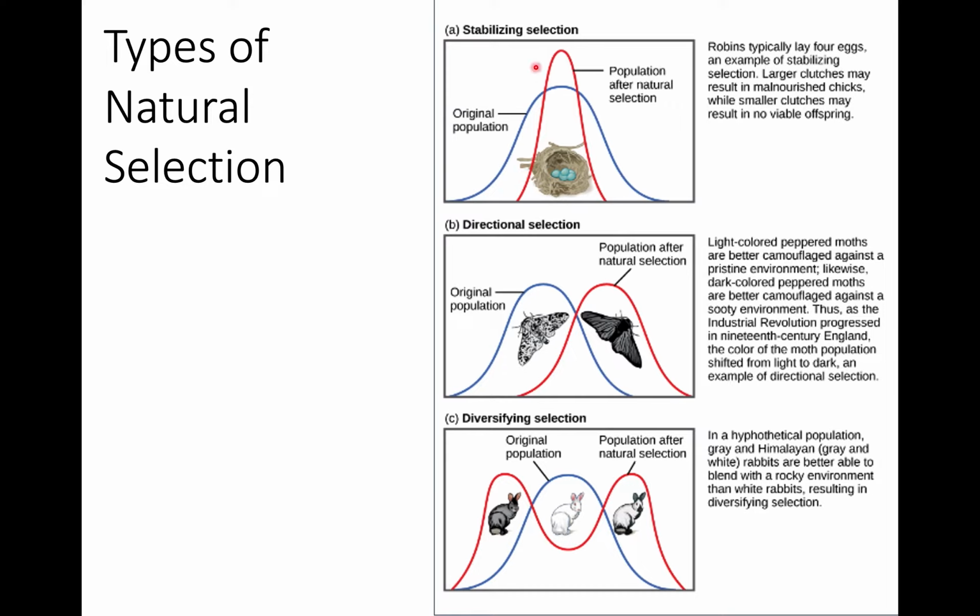So these are three different types of natural selection. You should know what they are and be able to recognize examples of them.